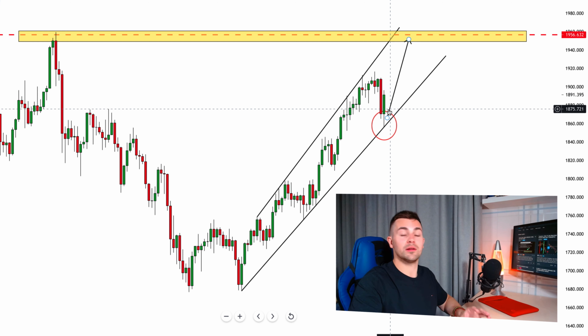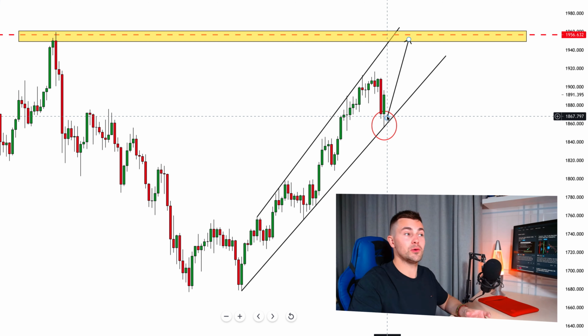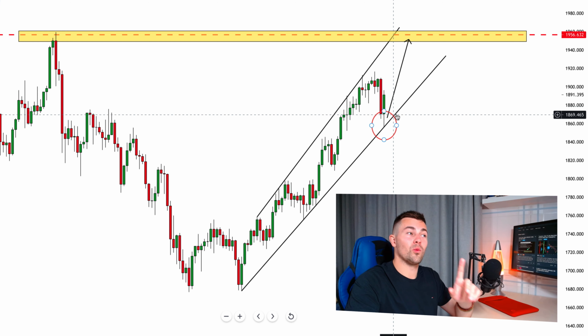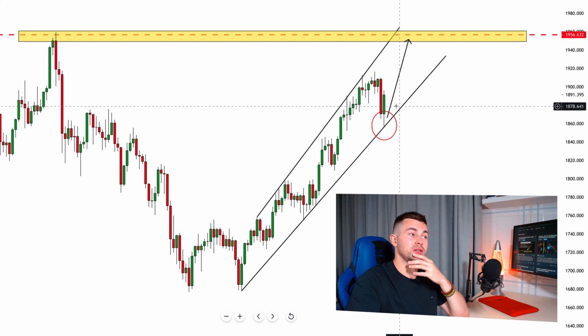So definitely, if you missed the buying opportunity this week, if you didn't see the inverted head and shoulders pattern on the hourly, and if you didn't buy, then you should look for one more test of the support of the channel, because for now it is the safest point for you to look for buying opportunities.